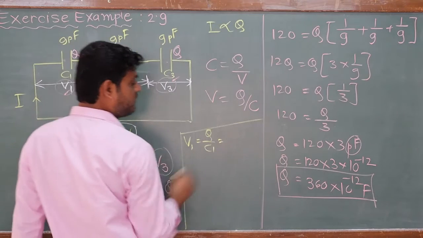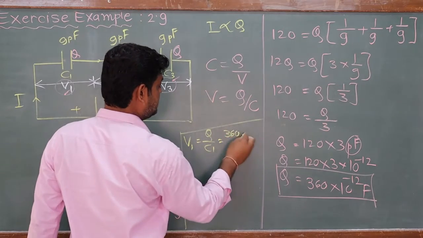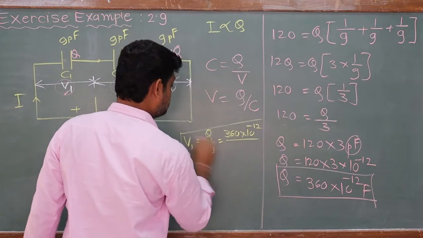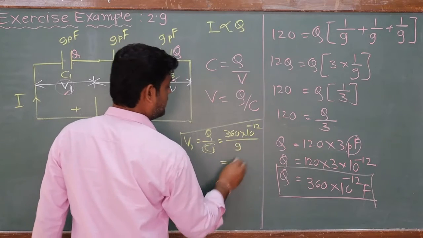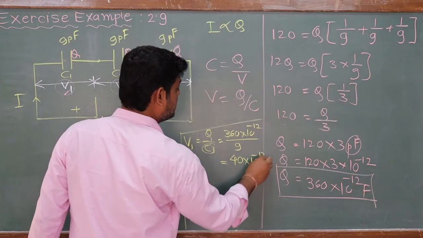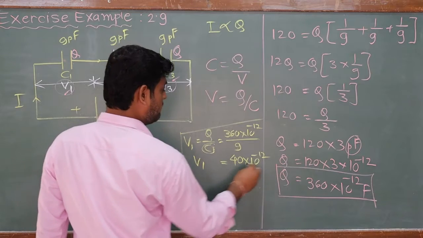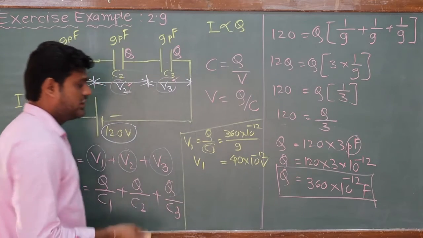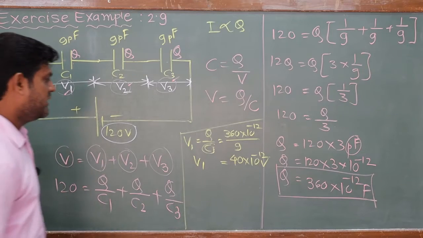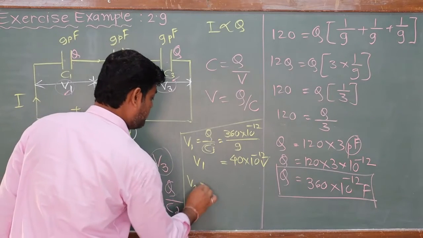What is the value of Q? That is 360 times 10 to the power minus 12 divided by C1. C1 equal to what? 9. So 360 divided by 9 is 40, into 10 to the power minus 12. So V1 equal to 40 into 10 to the power 12 volt. That will be your answer. Correct? Similarly, what is V2?